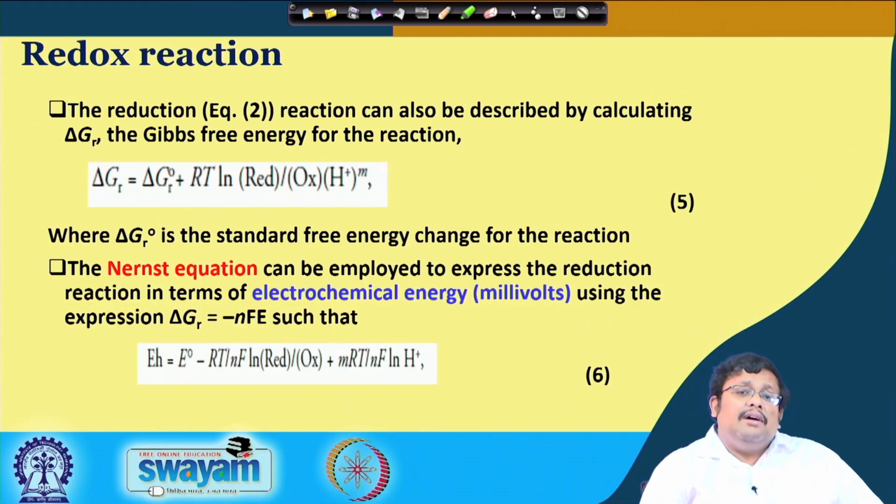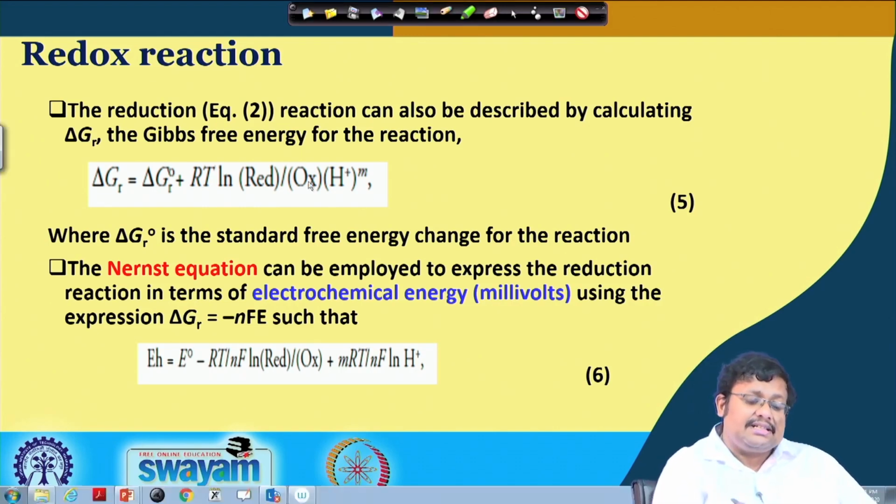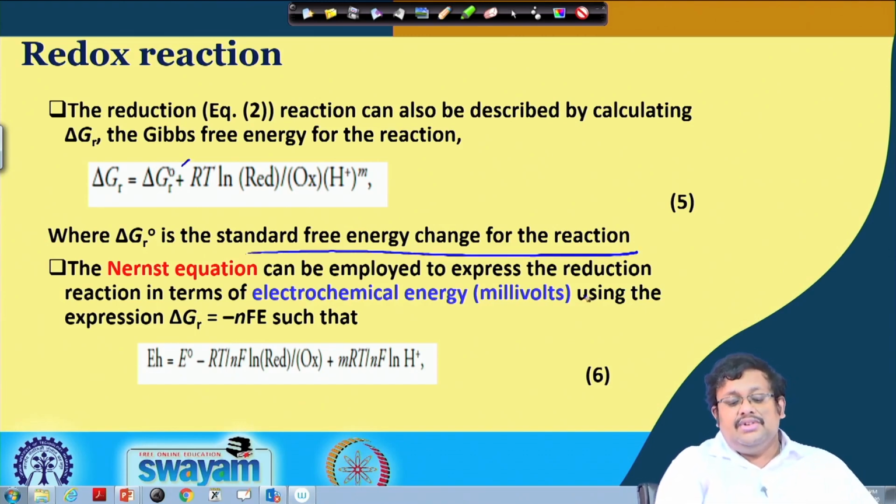The reduction half reaction, that is the equation 2 reaction, can also be described by calculating the delta G, which is known as delta Gr, the Gibbs free energy for the reaction. So, the Gibbs free energy for the reaction can be expressed in terms of delta G0 plus RT ln of the natural logarithm of Red by Ox, that is oxidized, and H plus to the power m, where delta G0 is the standard free energy change of the reaction. So, from this equation we can have the Nernst equation, which is a very important equation.